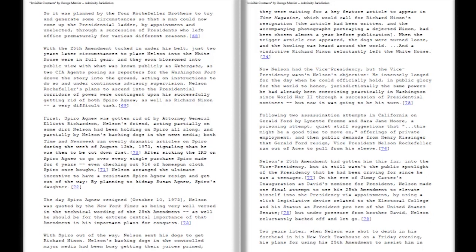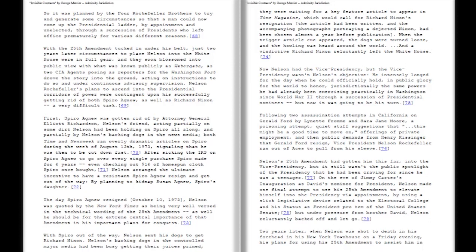First, Spiro Agnew was gotten rid of by Attorney General Elliot Richardson, Nelson's friend, acting partially on some dirt Nelson had been holding on Spiro all along, and partially by Nelson's barking dogs in the news media. Both Time and Newsweek ran overly dramatic articles on Spiro during the week of August 13, 1973, signaling that he was then to be cut down fast. 70. After sicking the IRS on Spiro Agnew to go over every single purchase Spiro made for 6 years, even checking out $16 of homespun cloth Spiro once bought.